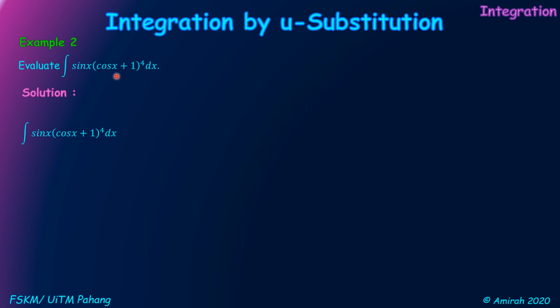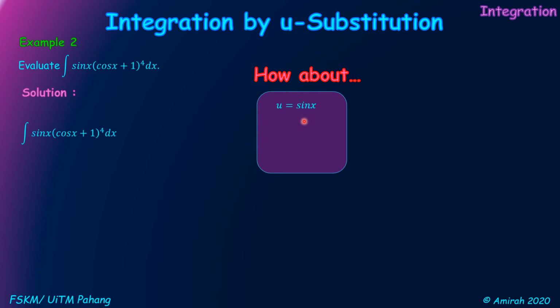Alright, let's say we try another choice of u. How about if we try u equals sin x? U must equal a function inside the given question. Now we try u equals sin x. After we choose u, we need to differentiate, so we get cos x. And then we write dx as the subject, so we get du over cos x.